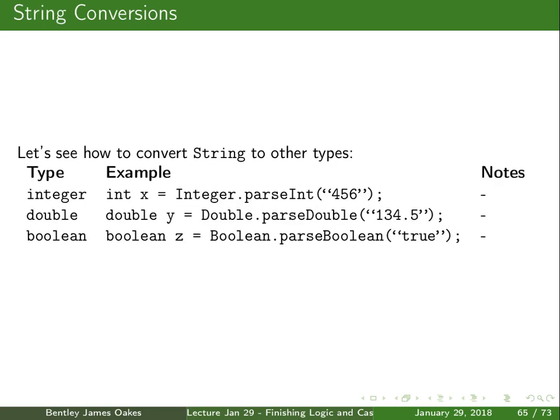Okay? If you want to convert a string into another type, this is the stuff I showed you before: Integer.parseInt, and you give it some digits, and it'll turn it into an integer. Same thing for double, it's Double.parseDouble. And if you want to parse a Boolean, you give it a string, and it will try to turn it into a Boolean or not.